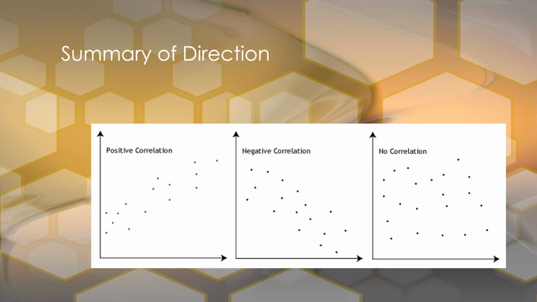Here's more examples of direction. The first one is a positive correlation. So we go from the bottom left to the top right, that's positive. We go from the top left to the bottom right, that's negative. And if the dots are just random, that is no correlation.